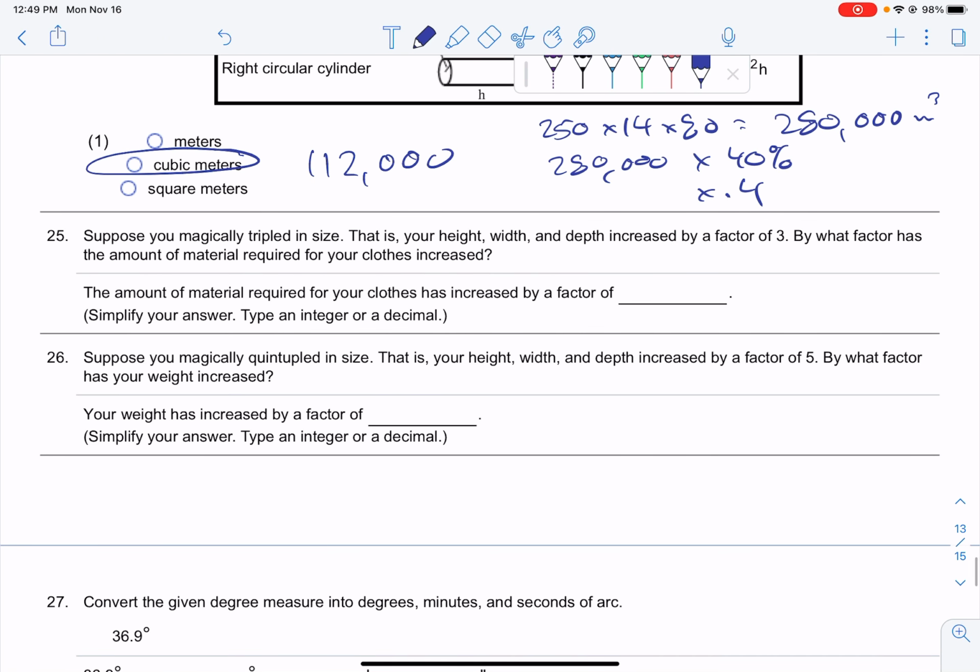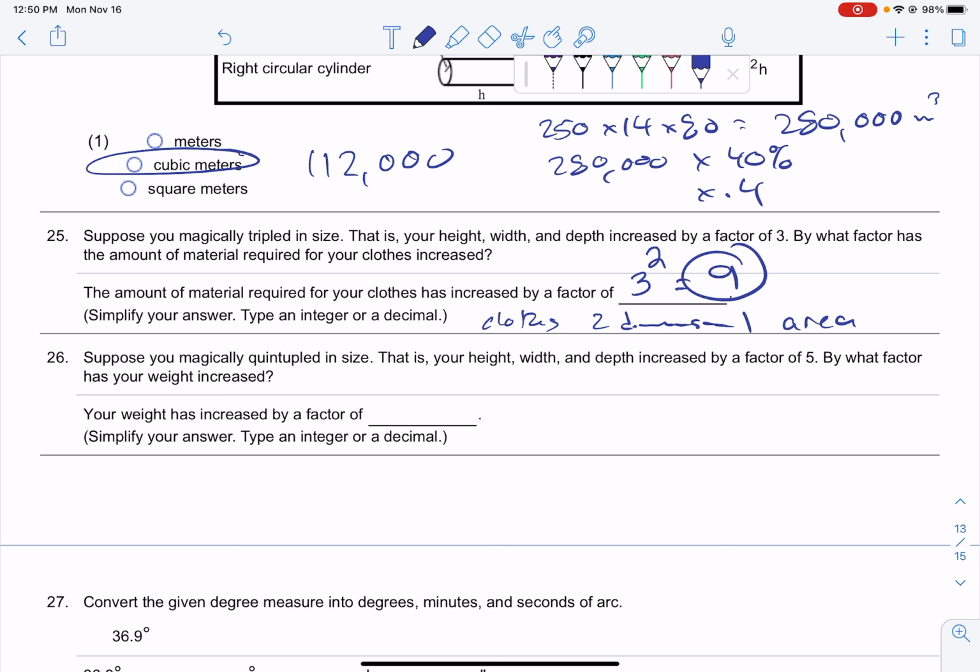Suppose you magically tripled in size. I love this question. That is, your height, width, and depth increased by a factor of 3. By what factor is the amount of material required for your clothes increased? Well, your clothes are a two-dimensional object, so we're dealing with area. And if you remember, if we're tripling in size, then our area is increasing by that factor squared, which means we're going to need 9 times as much clothes to cover our body.